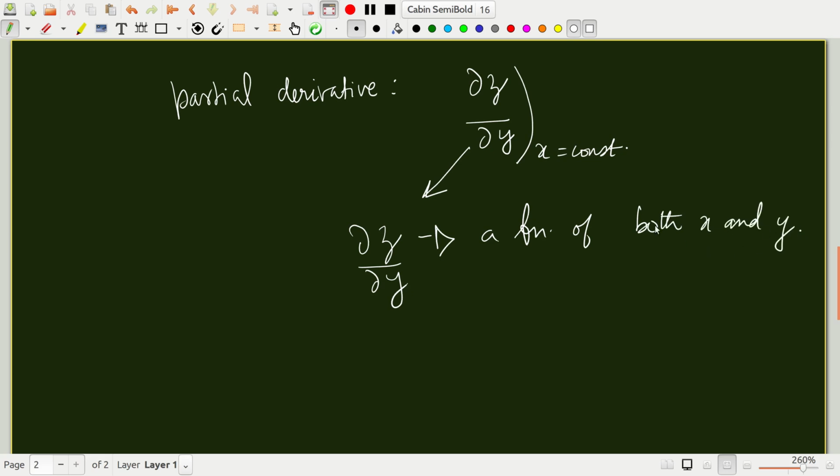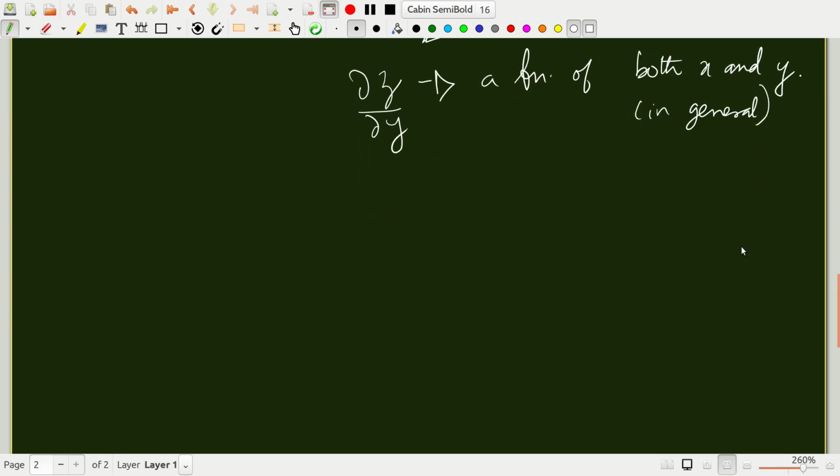Why does this happen? This is because here x is considered to be fixed to a number, but in general that number can vary. So the value that you get for partial z partial y will also depend on the number that you fix for x, the constant number. Therefore, partial z partial y is a function of both x and y in general. Of course, there may be special cases where you may not have this. That's another matter. Now, therefore, this derivative is called a partial derivative.